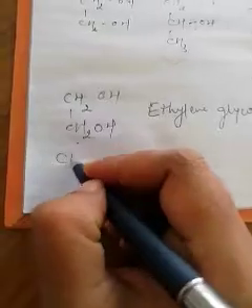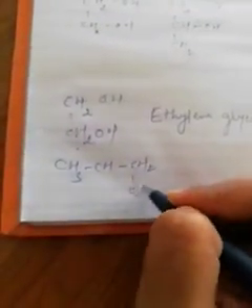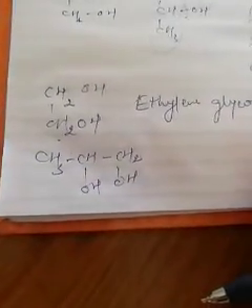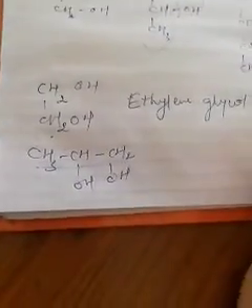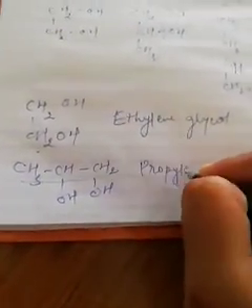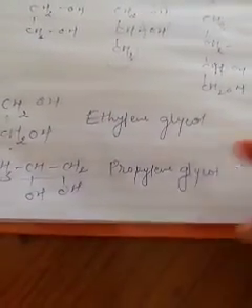For the second case, we take another example. Again, this is an alpha glycol, because both OH groups are present on the 1,2 position. But now this 3 carbon group is a propylene group. So we call it propylene, followed by the name glycol. So it becomes propylene glycol. This is about the common names of glycols.